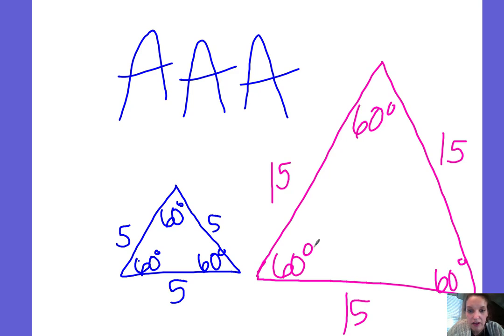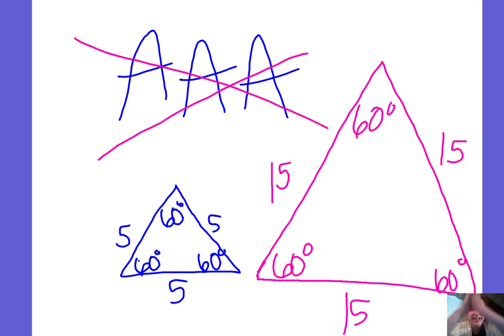Even though they have 3 pairs of corresponding angles that are all congruent to each other, these triangles are clearly not congruent to each other. This one is way smaller than this big guy. So angle, angle, angle is off limits. Angle, angle, angle, no, no, no. You cannot use angle, angle, angle to prove that two triangles are congruent, because here's a counterexample. They have 3 pairs of congruent angles, but they are definitely not congruent triangles.